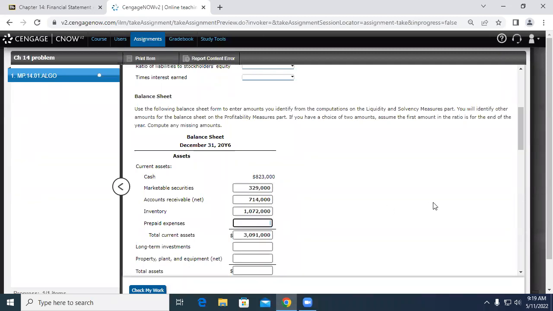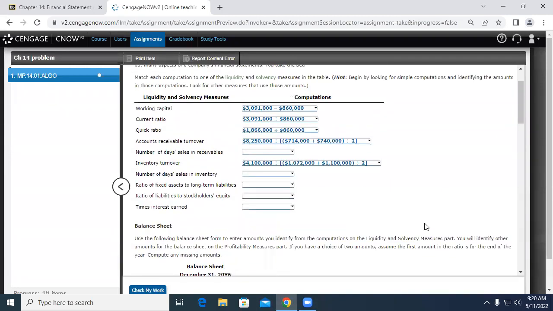We can also now fill in the prepaid expenses because we know the total current assets and we know all of the parts that went into it. So if we subtract each one of those individual parts from the total current assets, we will find the one that's now missing, prepaid expenses. That's all we can do for now.